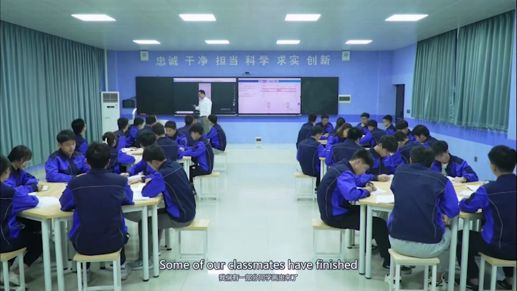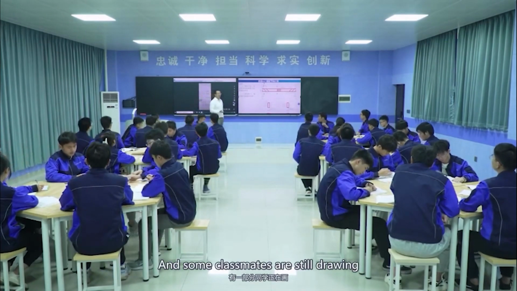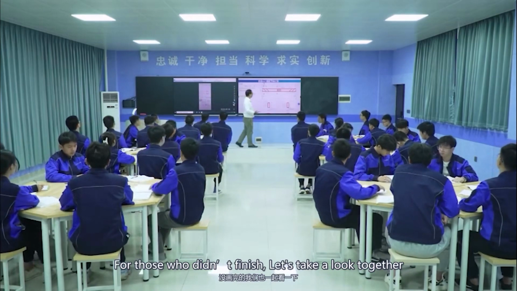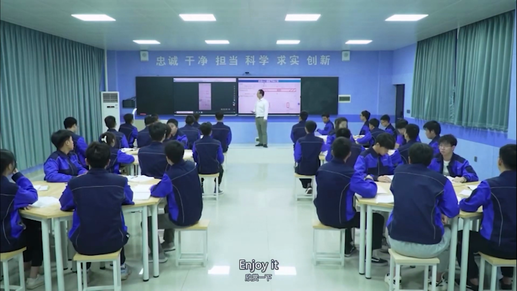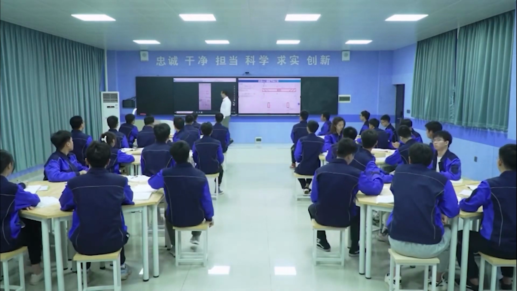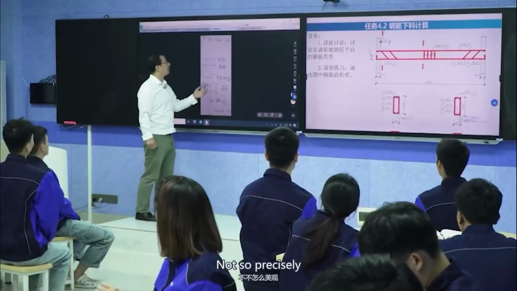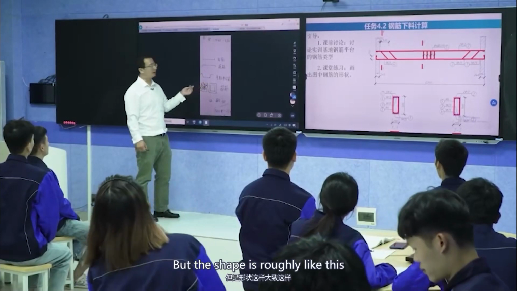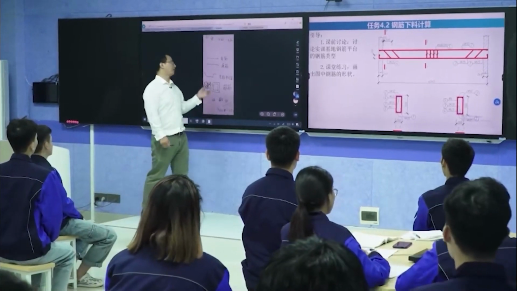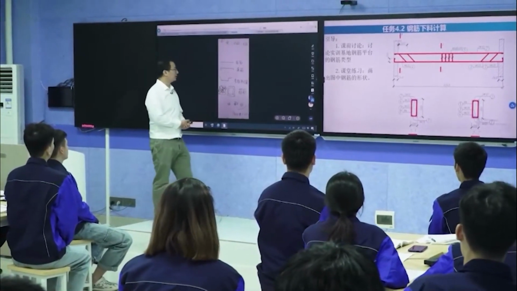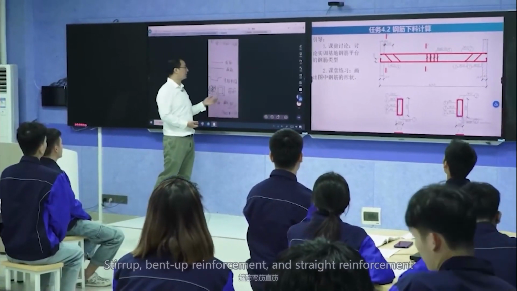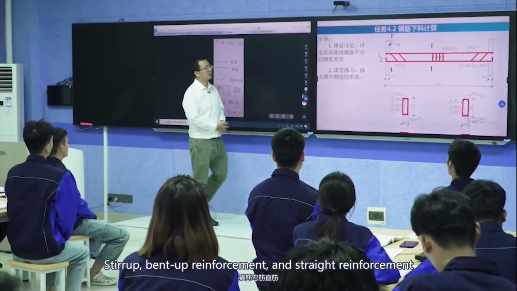Some of our classmates have finished, and some classmates are still drawing. For those who didn't finish, let's take a look together. Enjoy it. The rebars drawn by this classmate are not so good. Not so precise, but the shape is roughly like this: stirrup, bent-up reinforcement, and straight reinforcement.